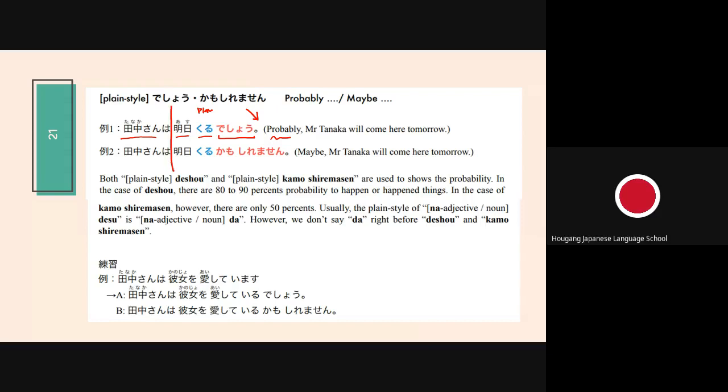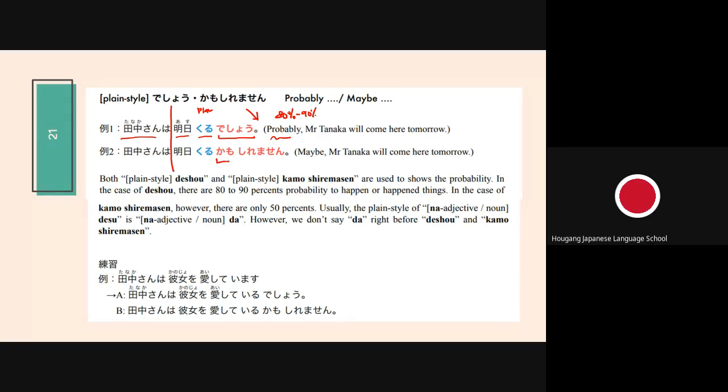Ashita kuru desho. Probably coming tomorrow. Probably means about 80-90% will come. Second one, 50-50: ashita kuru kamoshiremasen.